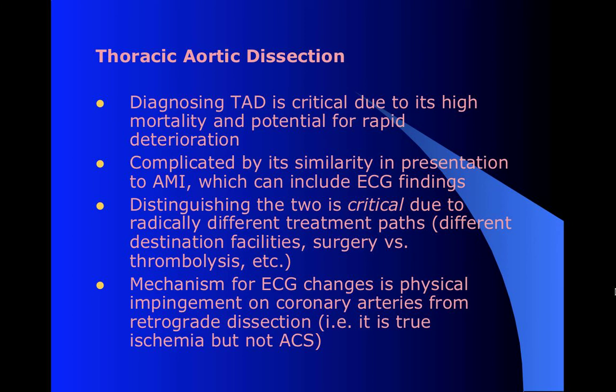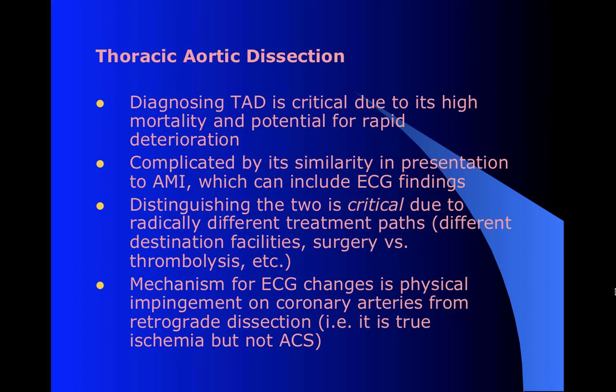Aortic dissections, up in the chest, not down in the abdomen. Now, these are tricky. These are dangerous. They do kill people, and they can look like MIs, but they're treated very, very differently. And the trick is that they look similar in a lot of cases.